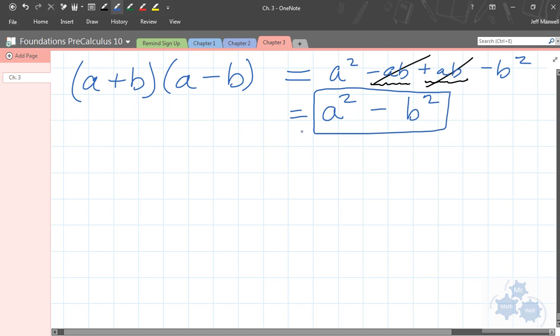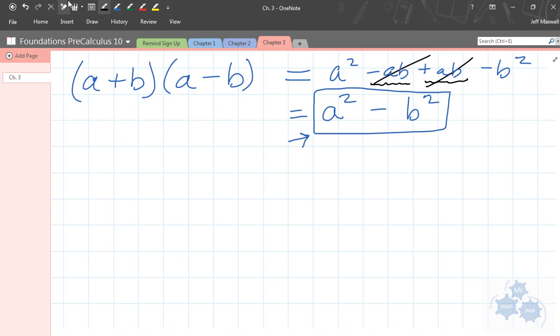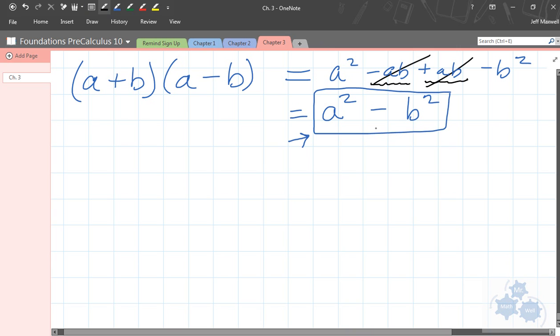And does anyone know what this is called? Close. Perfect square trinomial. No, that was the first one. See if you can find it in your textbook. It's in your textbook. What's it called? Difference of squares.